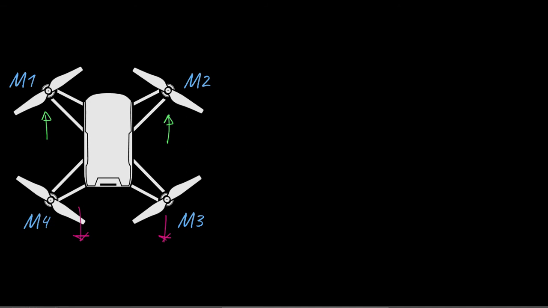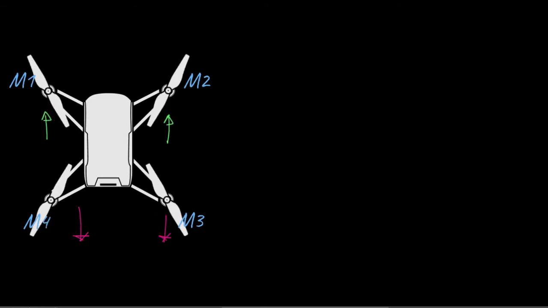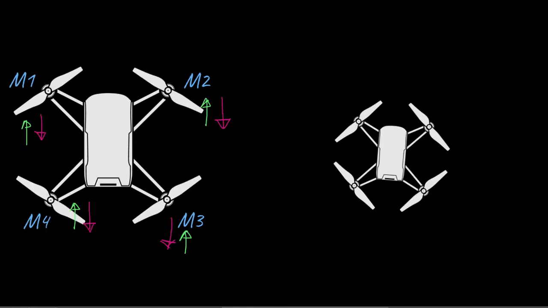And if you want to move it in the backward direction, you just change the motor speed of M1 and M2 and M4 and M3. Similarly for yaw. And yaw is when you're moving and rotating the quadcopter across an axis.